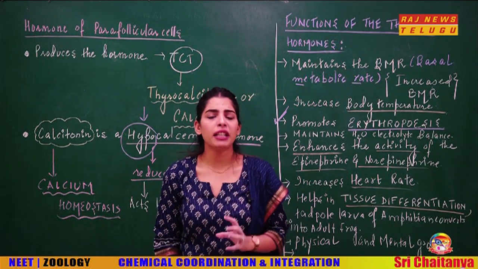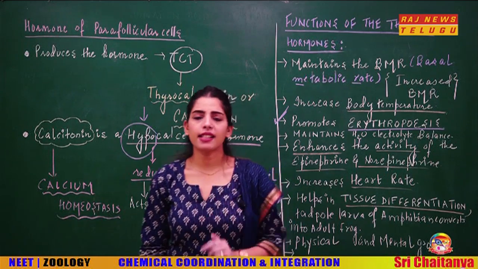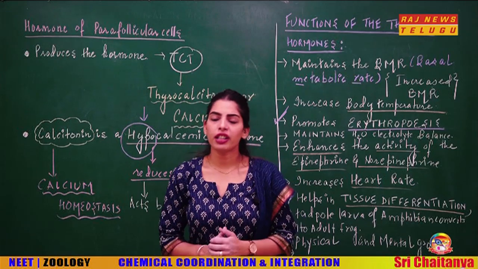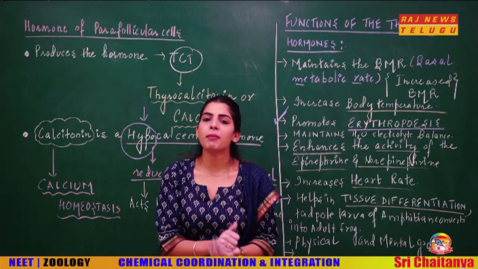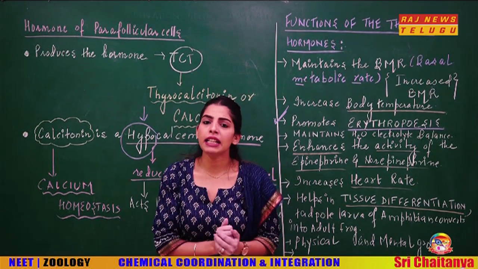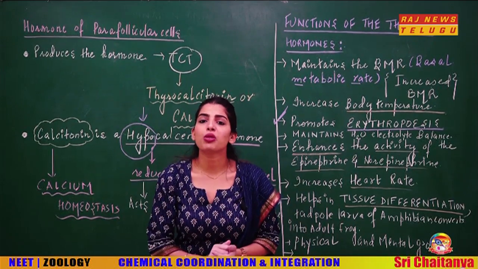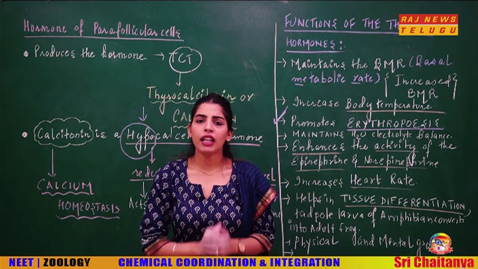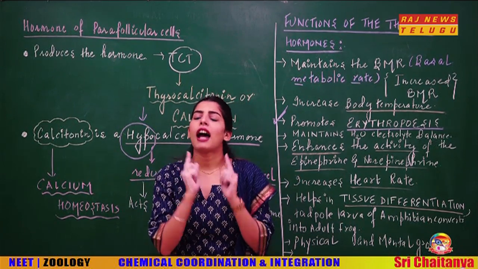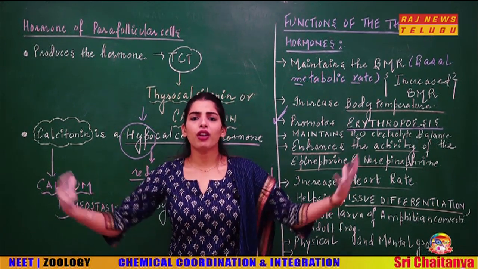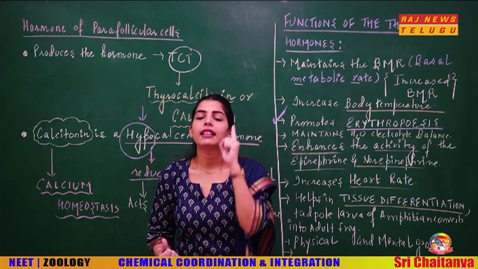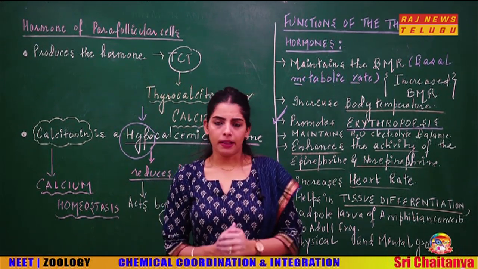Okay, when I say this point, physical and mental growth, if the thyroid hormone is anyway less, even during the pregnancy, I will be discussing the disorders of the thyroid gland. There is a disorder when there is a decreased amount of thyroid hormone during the pregnancy that leads to mental retardation. Students, it is very, very important to note that thyroid hormones are very important for the growth of the body, tissue growth, as well as mental development.